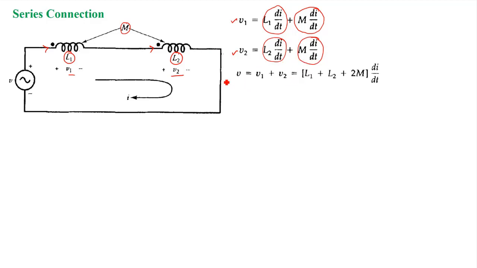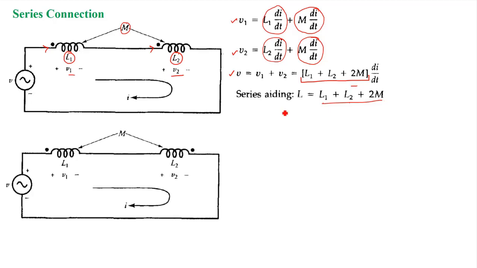Now if I add these voltages, I will find the net voltage. So net voltage will be V equal to V1 plus V2, that is equal to L1 plus L2 plus 2M into di by dt. Okay. So now this is called the series aiding, because when the coils are connected in series and the fluxes are aiding each other, under that condition we found the net inductance equal to L1 plus L2 plus 2M, right? This is your net inductance.